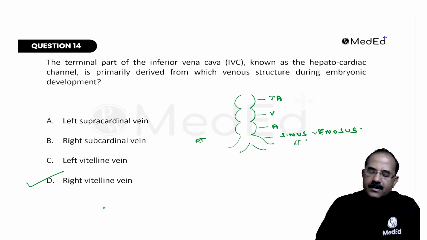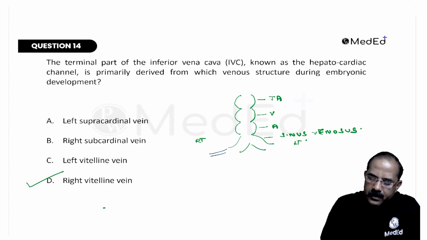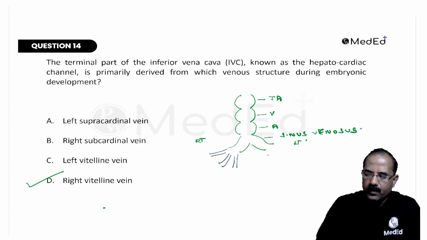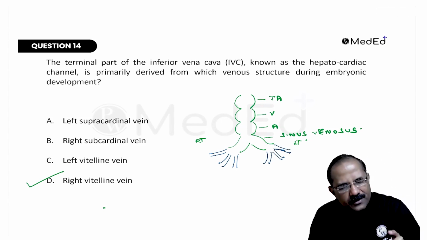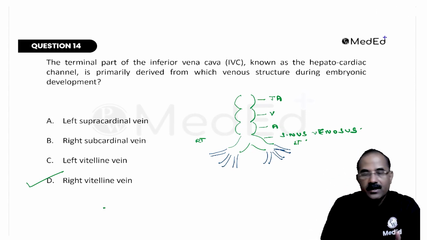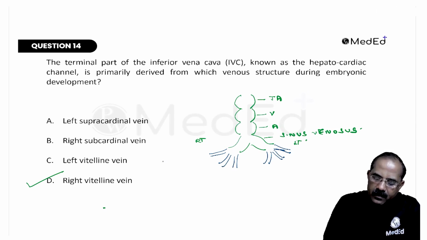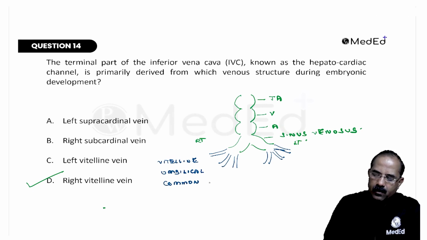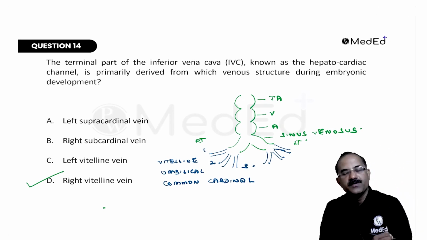ठीक है? In this sinus venosus, there are 3 veins which open. This you should know. Yes, embryology. This is the fetal heart. So there are 3 veins which open in the sinus venosus. One is vitelline, second is umbilical, and third is common cardinal.